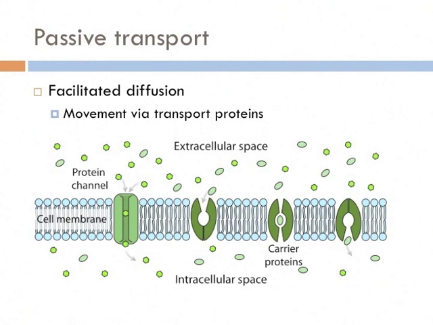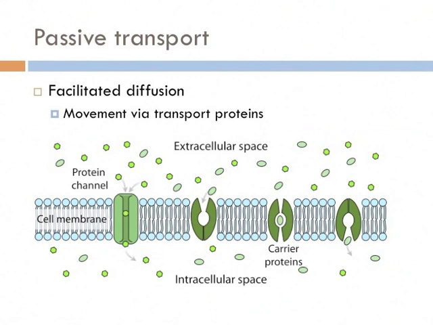Facilitated diffusion is another type of passive transport. Certain chemicals are too big to fit through the pores of the cell membrane. However, they can be allowed to move from high concentration to low concentration through proteins. Here we have two different examples of how bigger materials move through the cell membrane with the help of proteins.